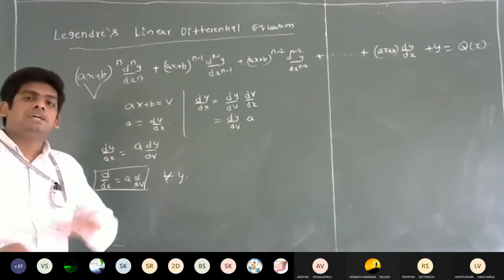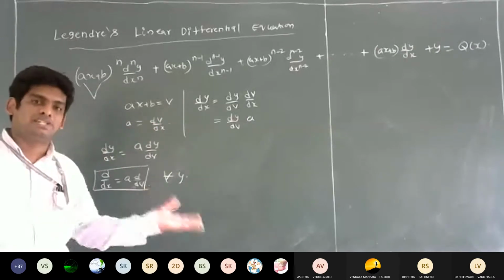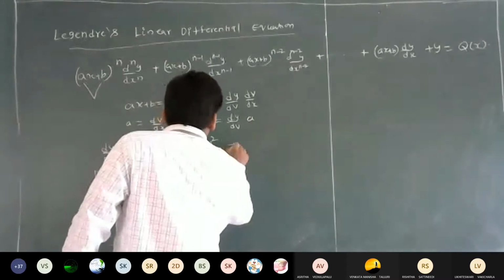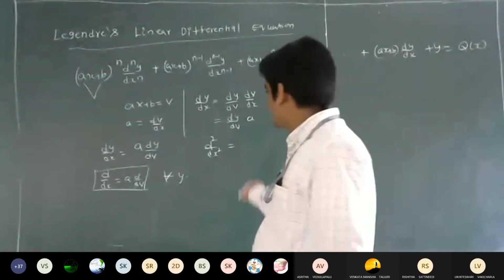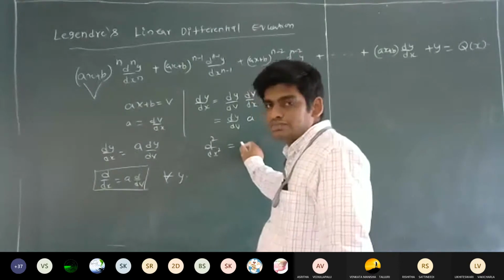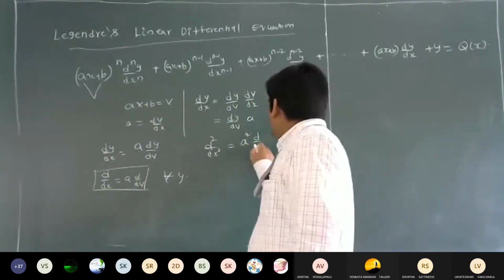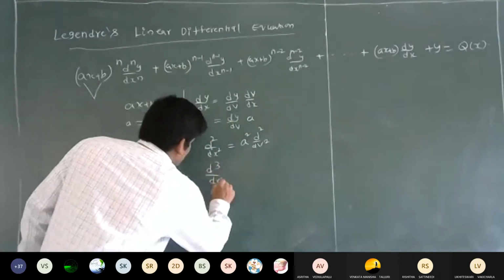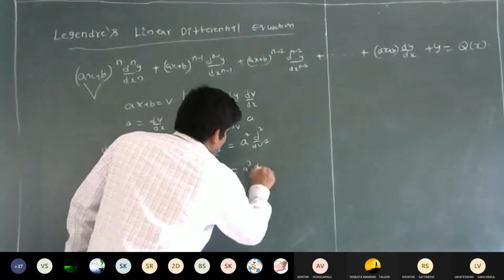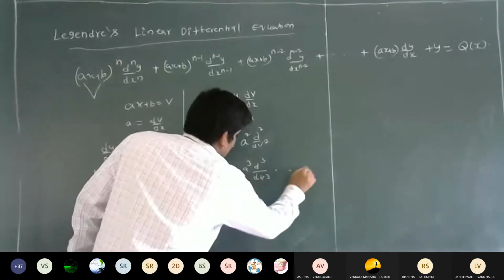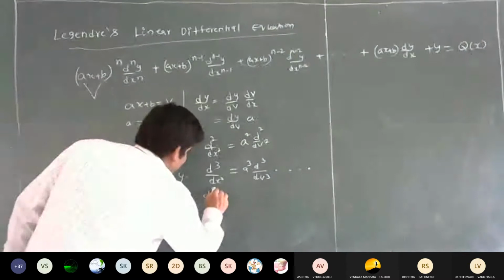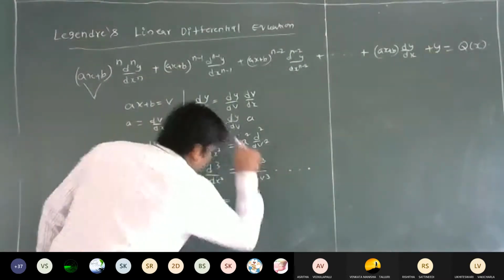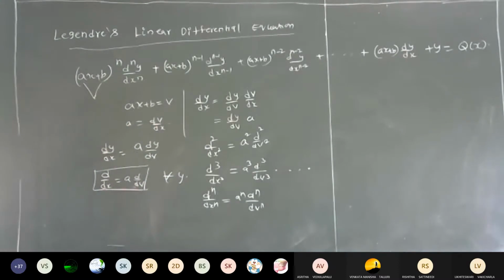So similarly, we can obtain the relation like in the yesterday session, that is in the Cauchy-Euler session. So what is the value of d square by dx square? Anyone? What is the value? Yeah, a square into d square y by dv square. Similarly, d cube by dx cube is a cube into d cube by dv cube, and so on, right? So d power n by dx power n is a power n into d power n by dv power n.